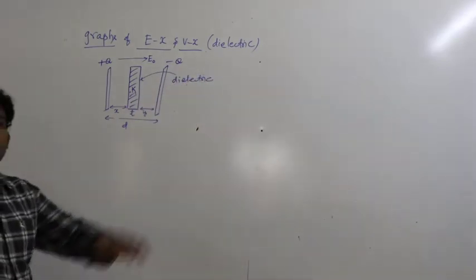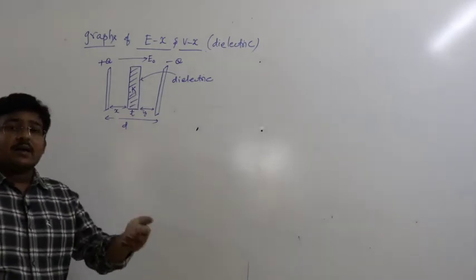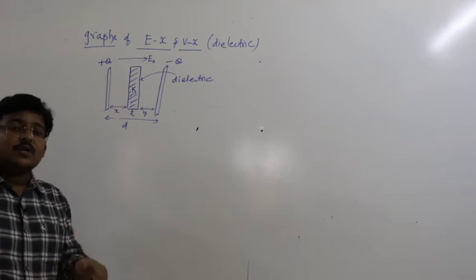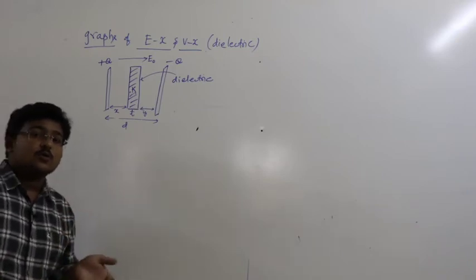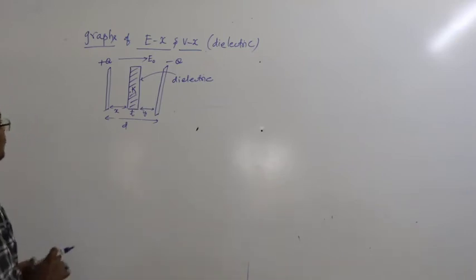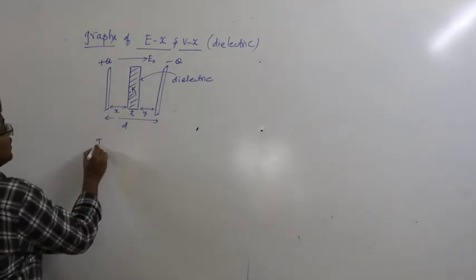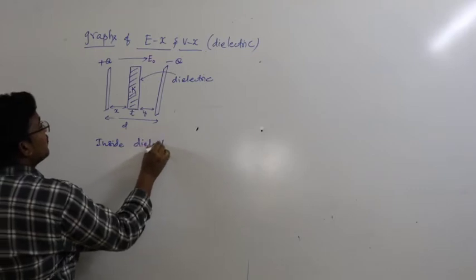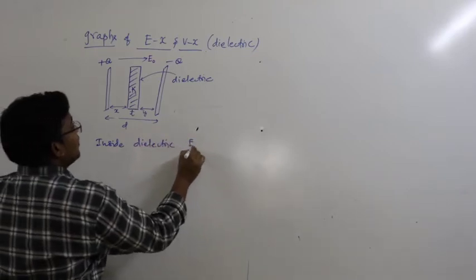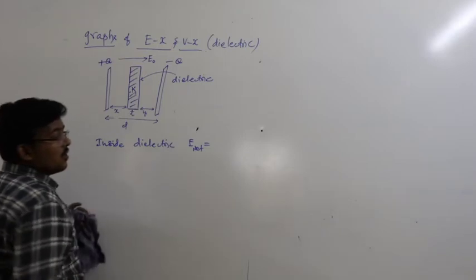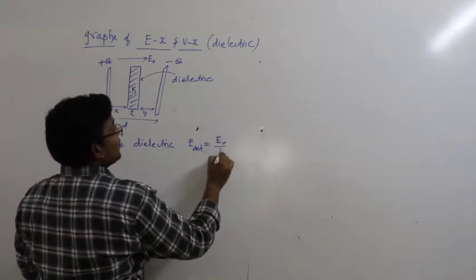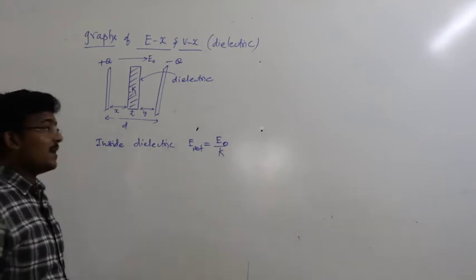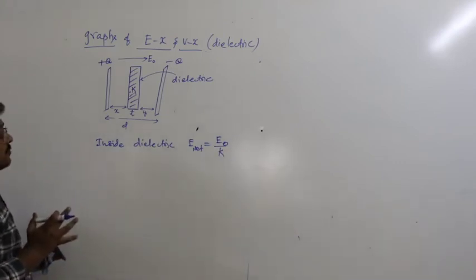And we already know that dielectric can reduce the field. Dielectric material will reduce the field due to polarization, right? So we know that inside the dielectric, the net electric field always decreases by k times. This is E naught, meaning in the air, decreases by k times. So how will the graph be drawn?